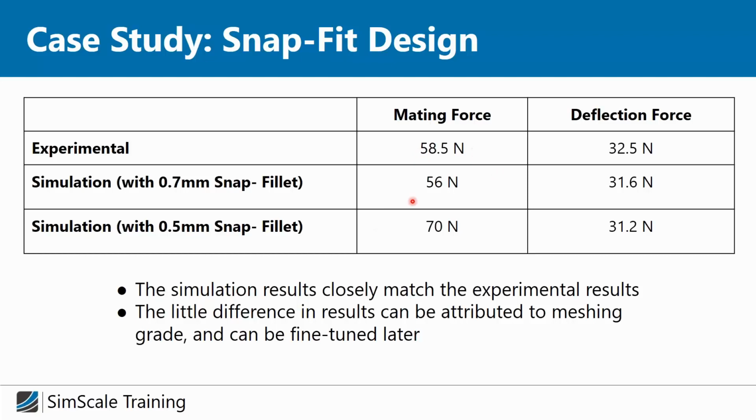So the difference between mating force between simulation and experiment is below 2% for both kinds of forces, for the mating force during the connection and the deflection force which you need to release the connection. And the small difference we have right now is mainly related to the meshing rate. Our customer used a quite coarse mesh for the simulation, and if you increase the refinement of the mesh, it will further converge to the experimental results.